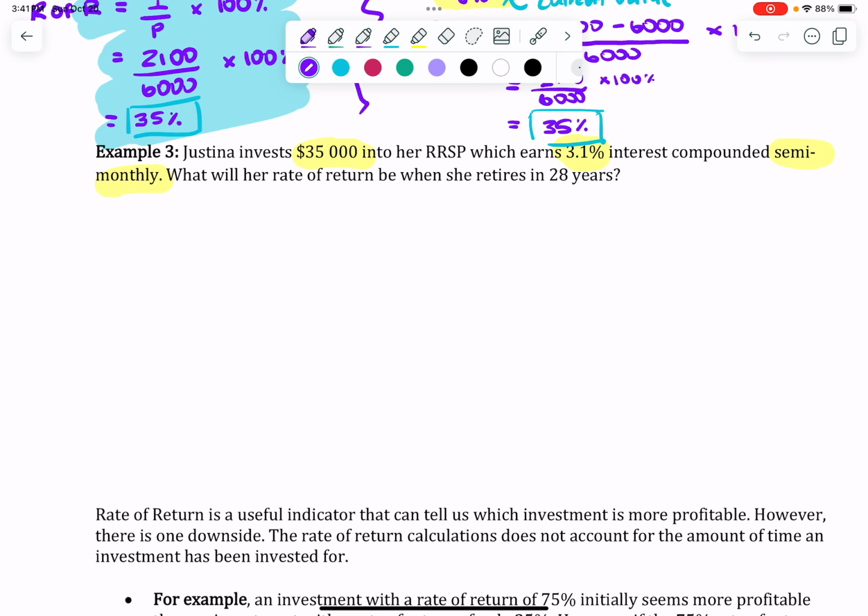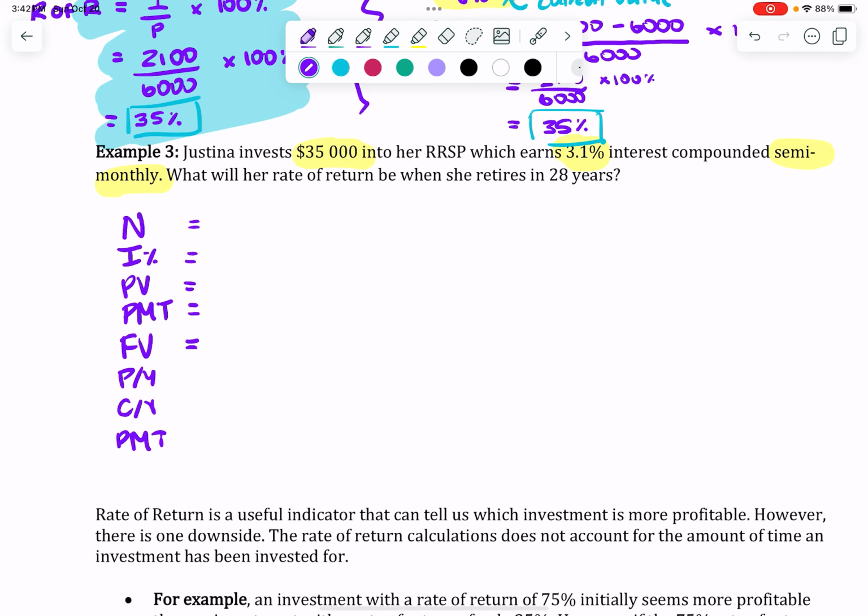Okay, I hope you paused it. I hope you tried. So N, I percent, PV, PMT, FV, P per Y, C per Y. As we go here, 3.1% is my go-to, no problem. It's semi-monthly. Remember, semi is every half month, and half months happen 24 times a year, so my compounding period is 24 times per year.